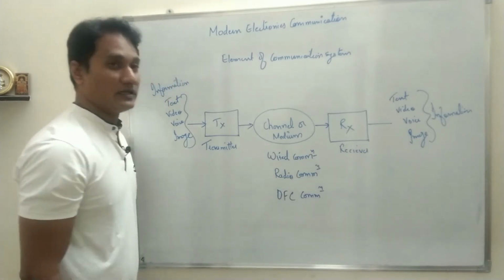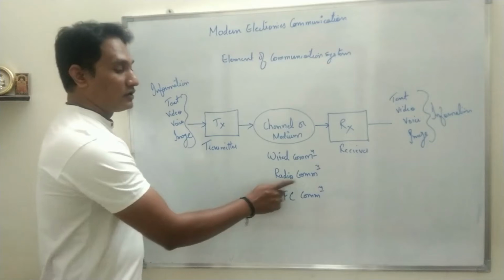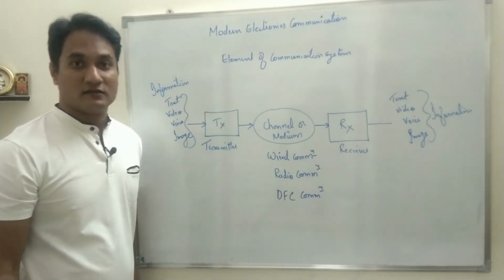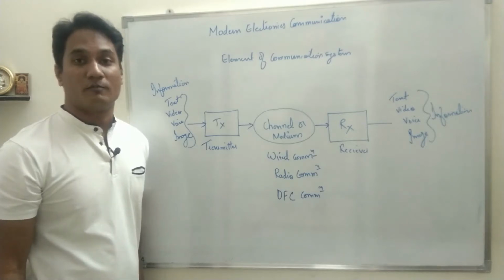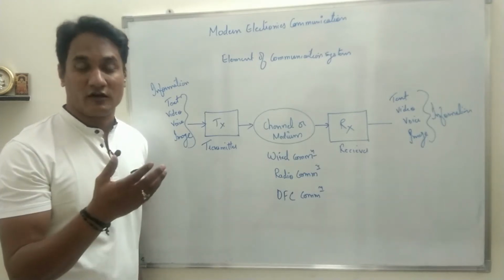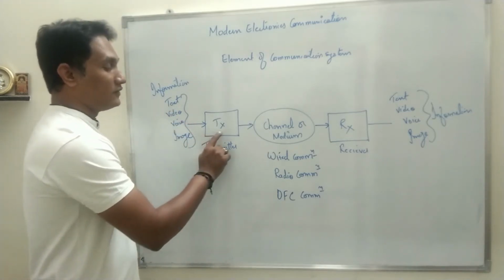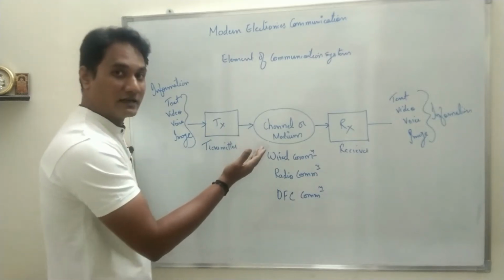Next is radio communication. When radio communication is used, that means information is transmitted through space, so the information has to be converted into electromagnetic waves, which are called radio waves. All this information will be converted by the transmitter into radio signals, that is, electromagnetic waves.